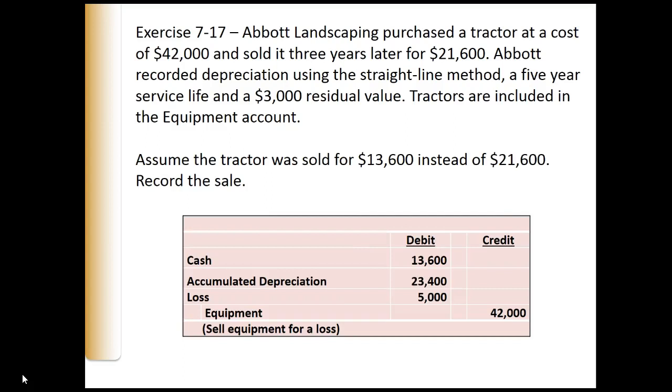Now assume the tractor was sold for $13,600 instead of $21,600. What would we do? Well, since it's being sold after 3 years, our accumulated depreciation is going to be the same, $23,400. But since our cash is $13,600, we would have a loss on the sale of equipment of $5,000.